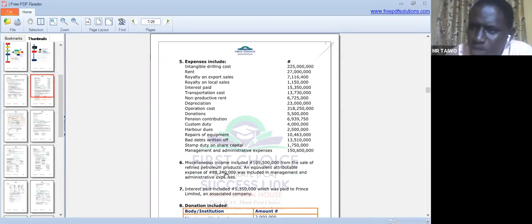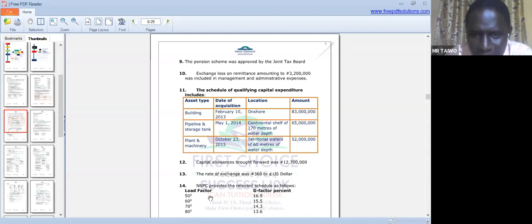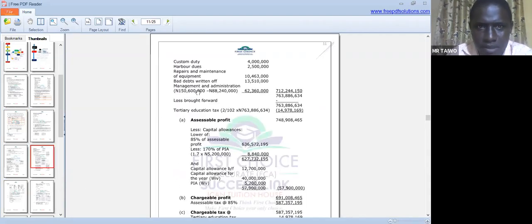So far, this 8 million was meant for the company income tax. Therefore, I need to remove it from this 150,700,000 so that we get the balance which should be allowable as management expenses for petroleum profit tax. Therefore, in that instance, you see the way we work, they remove 8 million from 150 million, it has 142,360,000. Now, if you add everything together, what we get is 712,244,150. Those are the ones that will be allowed. Every other one is not allowed.